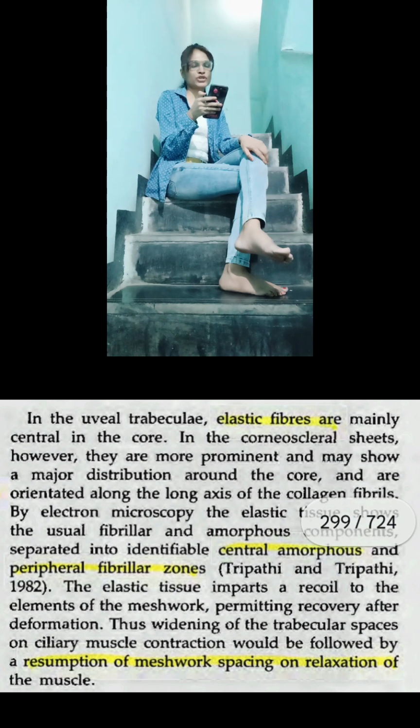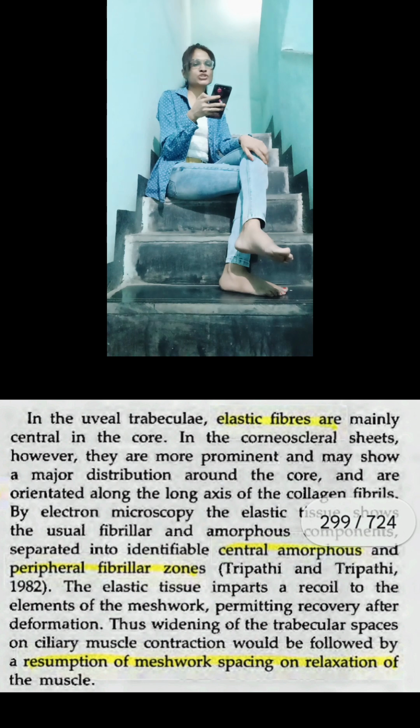In the uveal trabeculae, elastic fibers are mainly central in the core. In the corneoscleral sheets, however, they are more prominent and may show a major distribution around the core and are oriented along the long axis of the collagen fibrils. By electron microscopy, the elastic tissue shows the usual fibrillar and amorphous components separated into identifiable central amorphous and peripheral fibrillary zones.